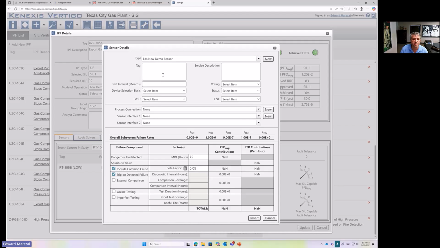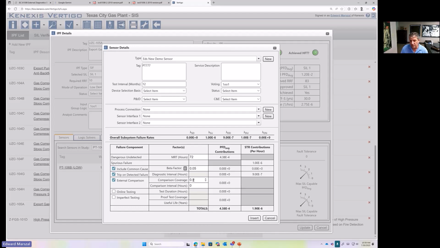And it's going to be Ed's new demo sensor. It's going to be PT777. And what do I need to give it? I need to give it a test interval. I need to give it a voting arrangement so that the calculation will run. Okay. So there we go. 4.38 E minus 4 is what our lambda DU is now. If you remember previously, it was E minus 3. So the calculations work out exactly the same way. The lambda DU here is exactly the same as it was before when I put in a 90% diagnostic coverage here.